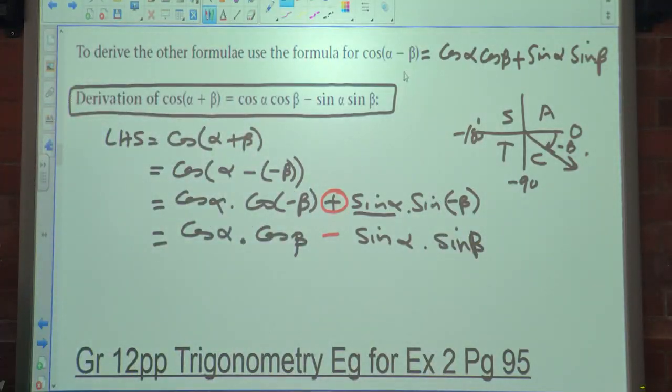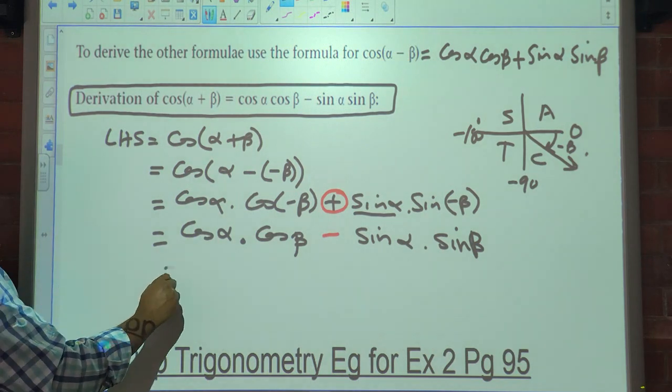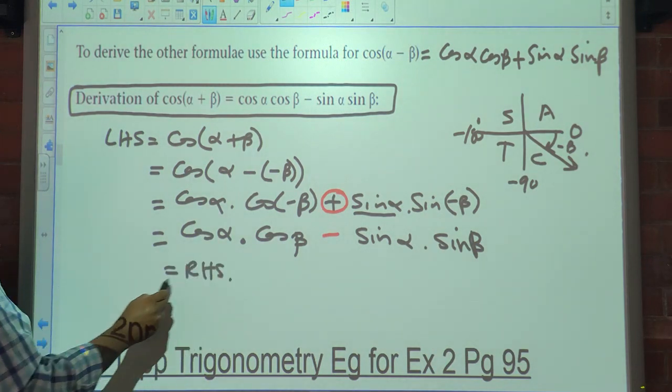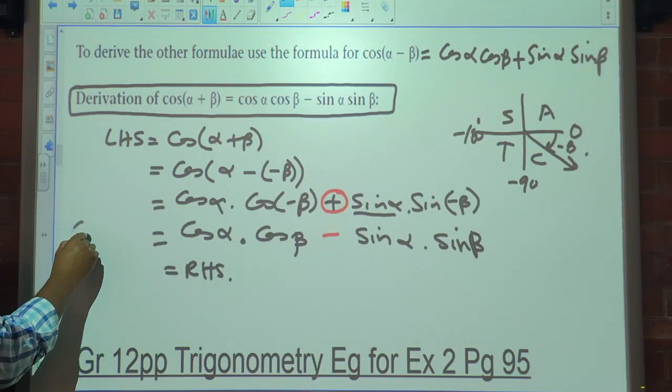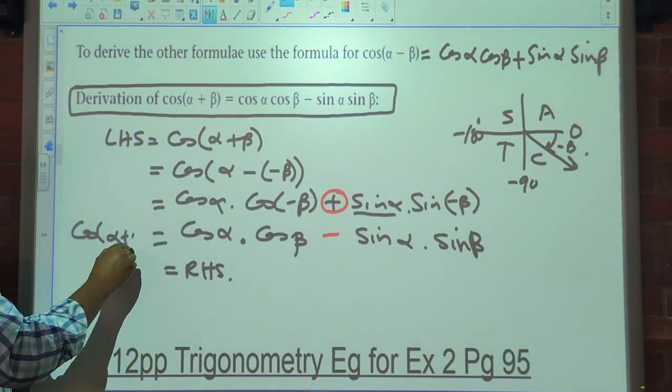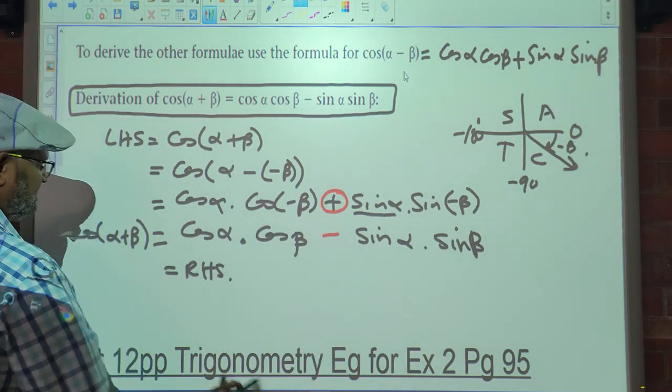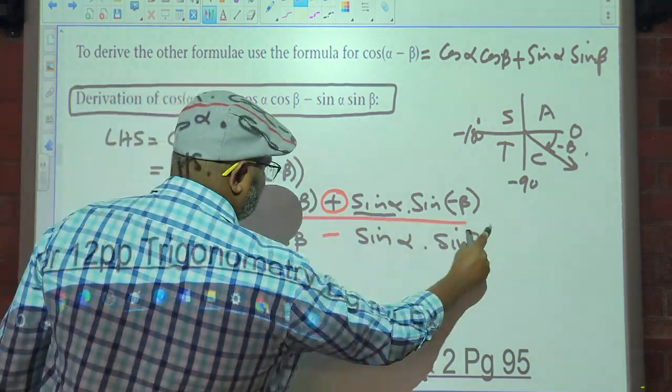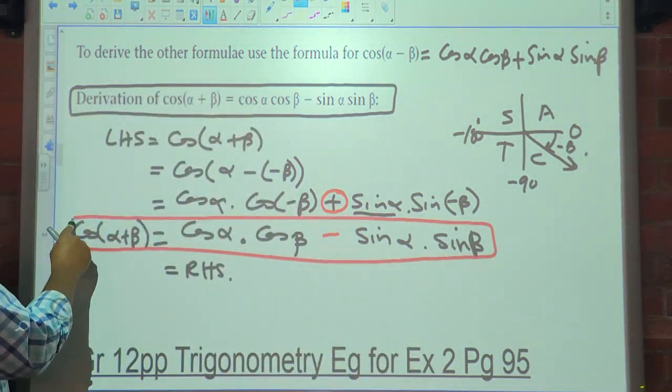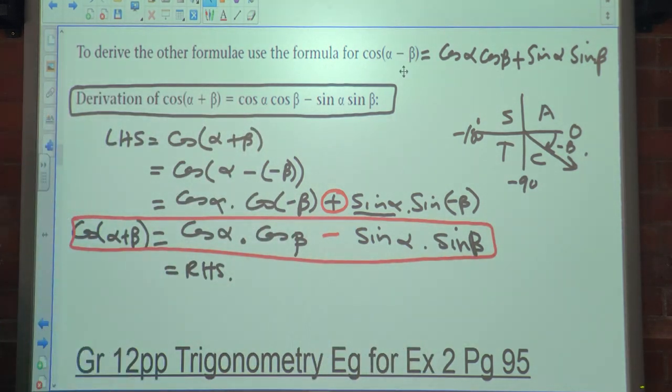So then we have just proven the identity, which is now equal to the right hand side. We have just proven the identity, which is cos of alpha plus beta can be written as cos alpha cos beta minus sin alpha sin beta. Okay. Let's look at the next one.